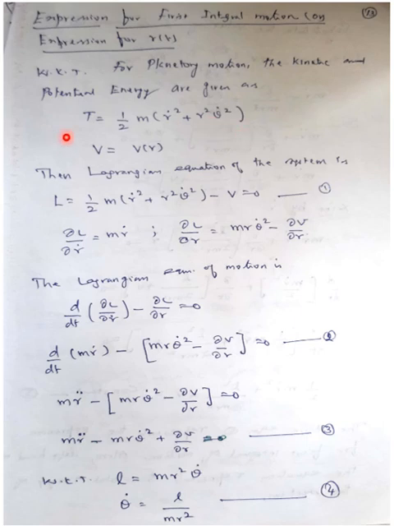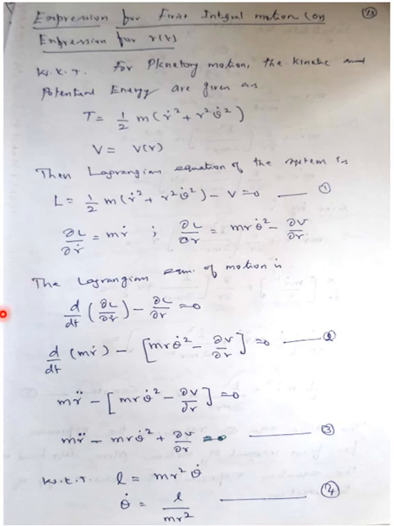Now what will be the Lagrangian equation of motion? d by dt of dou L by dou r dot minus dou L by dou r is equal to 0. Therefore, d by dt of dou L by dou r dot, which is nothing but m r dot, so substitute here m r dot, minus dou L by dou r, which is m r theta dot square minus dou V by dou r, that is equal to 0. When you are differentiating this, r dot becomes r double dot, therefore m r double dot minus m r theta dot square plus dou V by dou r is equal to 0.